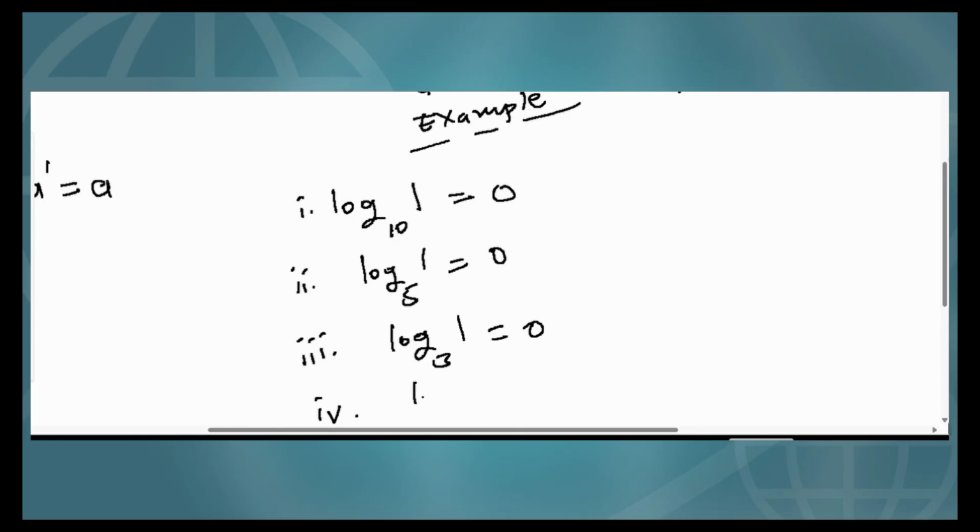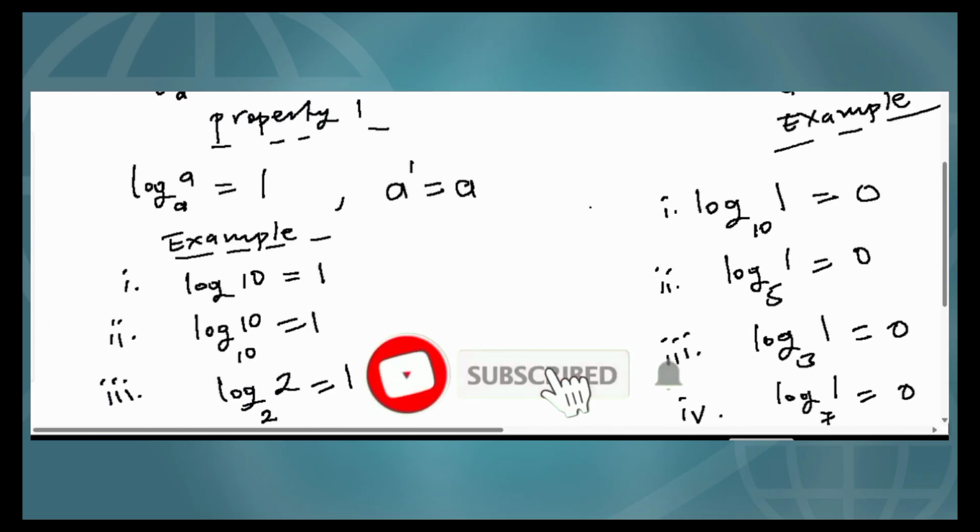Last one. Log of 1 base 7. Once it is log 1, then the result is 0. And that's all. These are the two special properties of the logarithms that are pertinent for us to know.